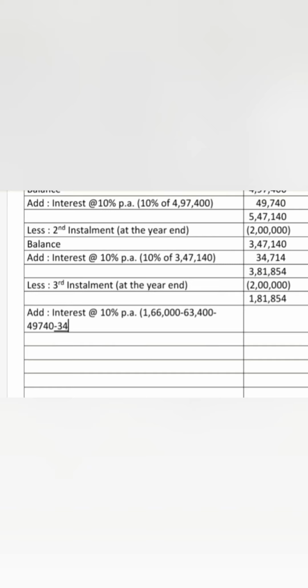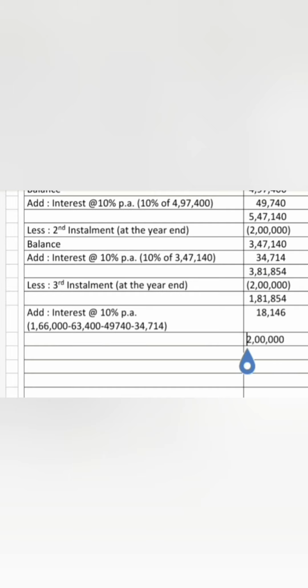From this, all the interest payments should be subtracted. So first interest was 63,400, second interest was 49,740, and third interest 34,714. So by subtracting these amounts, we will get the interest of the fourth year, the remaining interest. Remaining interest is rupees 18,146. So this is what you have to keep in mind only for the last year. In the last year, do not calculate 10% of the balance amount, but instead you calculate the interest in this manner: total interest minus all the interest payments.